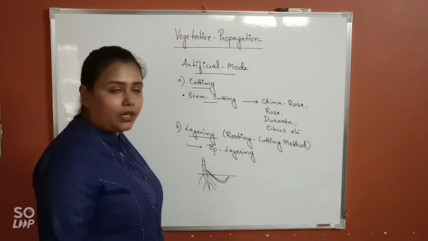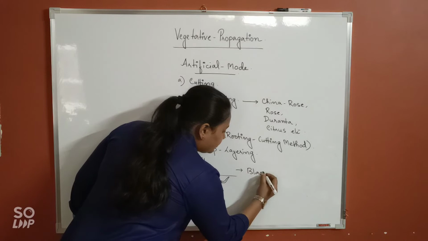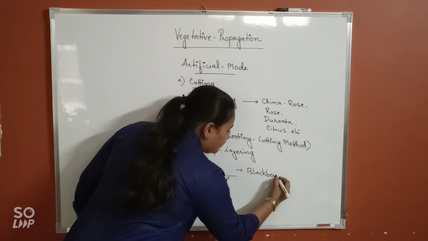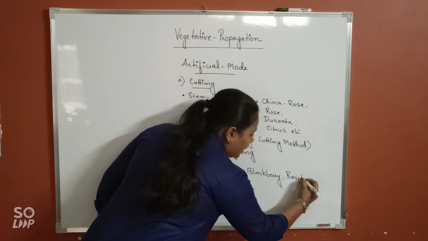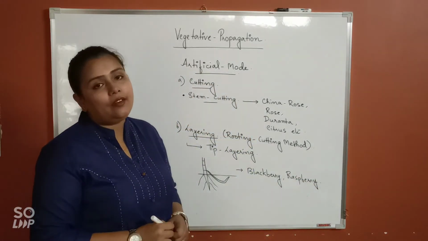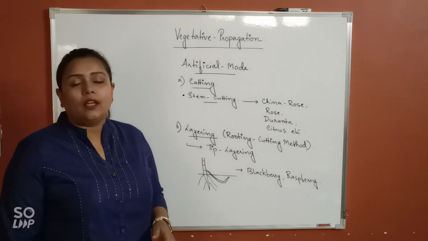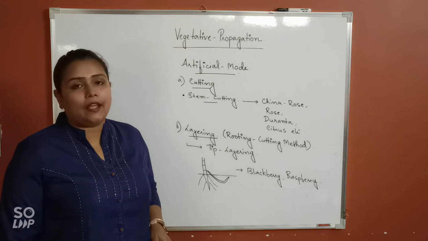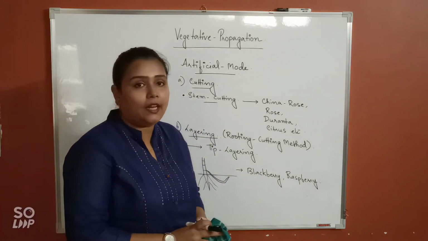Examples for tip layering would be blackberry and of course raspberry. Another very important type of layering is called air layering or gootee. So let us see what air layering is.